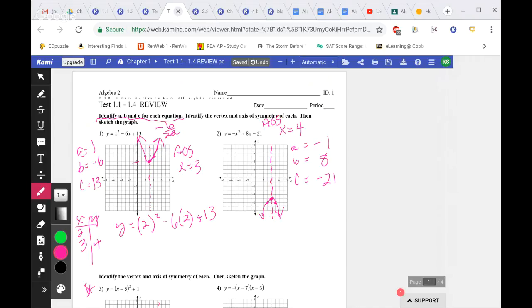Oh, wait, I do have one question, actually. For us to find the other point of the vertex, we plug it in, right where you have y equals 2 squared, do we have to square it every time? Like, do you want us to square?